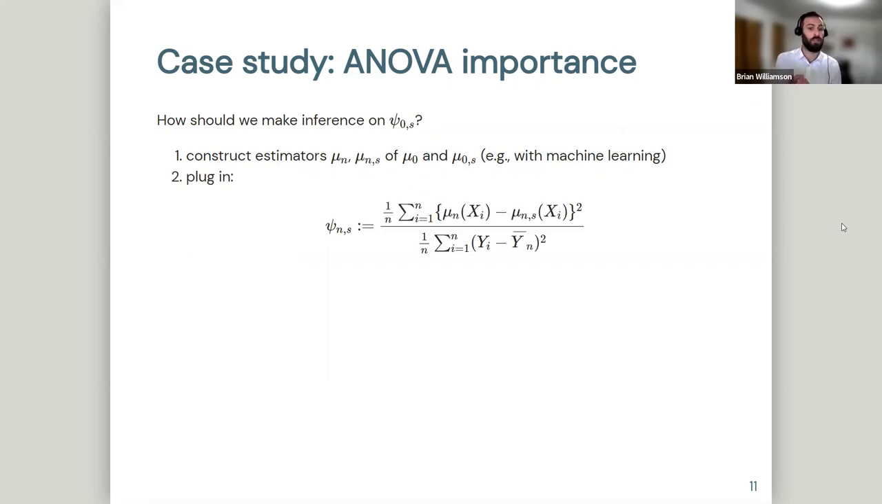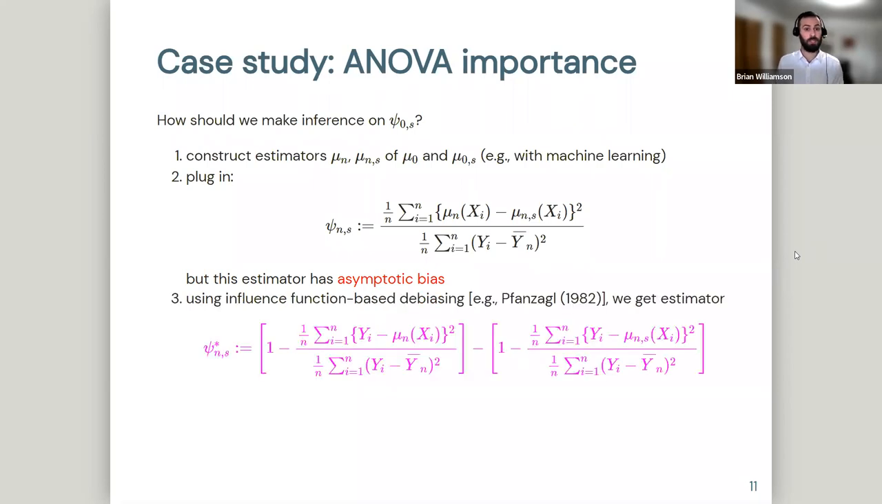What would happen if I just plugged in those estimators to an empirical version of my population parameter? Here is an initial estimator, psi ns, which replaces all population averages with empirical averages: the empirical average of the difference in the estimated conditional mean functions squared, divided by the empirical outcome variance. This seems like a reasonable estimator, but it's going to have some asymptotic bias. This is where the bias variance trade-off that I mentioned comes in. We may do a bias variance trade-off for estimating each of these mu sub n's, but that might not be the right bias variance trade-off for estimating psi n. So we need to deal with this asymptotic bias.